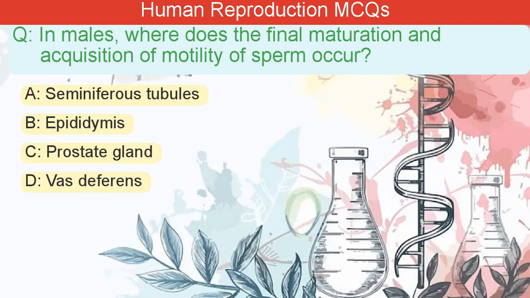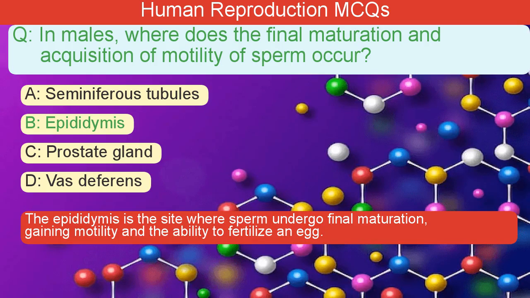In males, where does the final maturation and acquisition of motility of sperm occur? A. Seminiferous tubules. B. Epididymis. C. Prostate gland. D. Vas deferens. The correct answer is B. The epididymis is the site where sperm undergo final maturation, gaining motility and the ability to fertilize an egg.